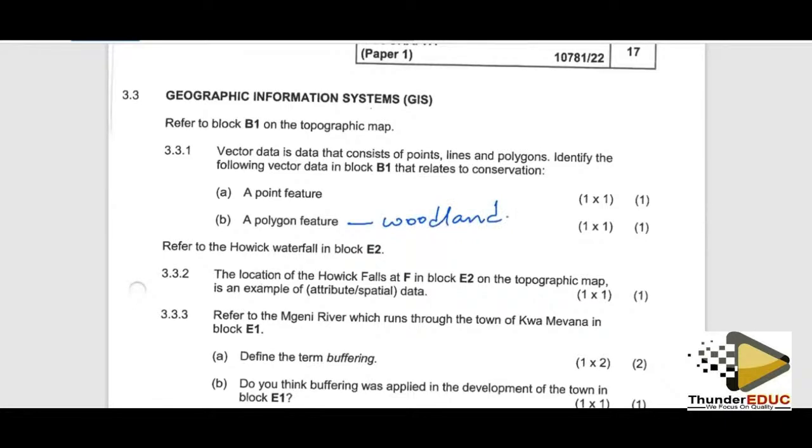Then refer to the Howick waterfalls in block E2. So they say the location of the Howick Falls at F in block E2 on topographic map is an example of the location. That's going to be spatial data, because we know spatial data deals with the location of objects. So since they spoke about the location of the Howick Falls, that would be spatial data.